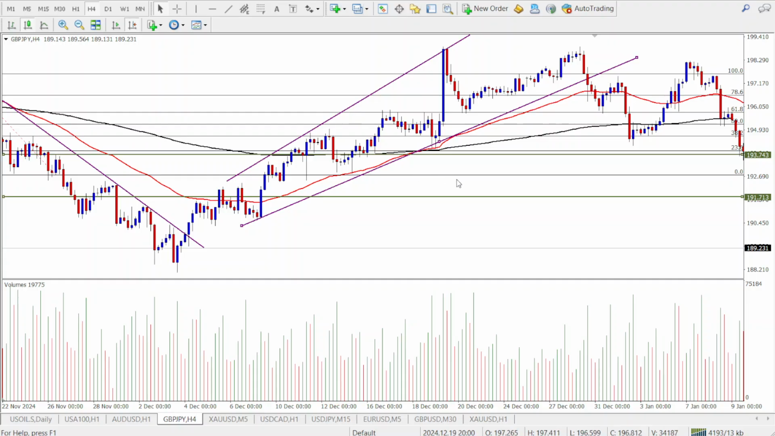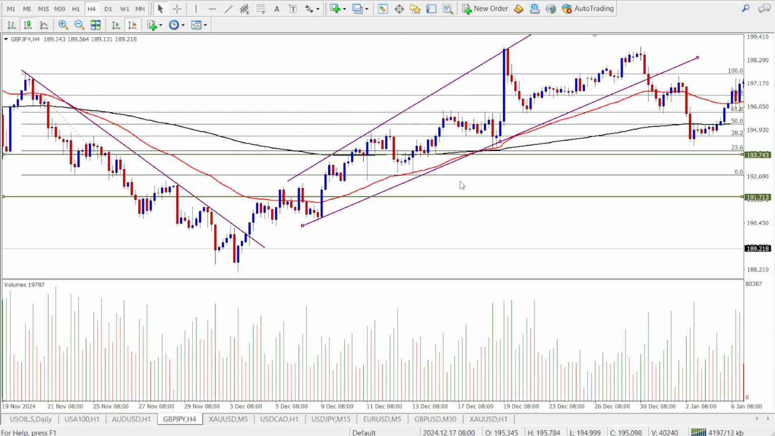All right. And another mistake is setting your stop losses too tight. Give your trade enough breathing room by placing stop losses beyond key levels. Do not place it immediately under your swing low or immediately above your swing high. Give some breathing space. Okay.